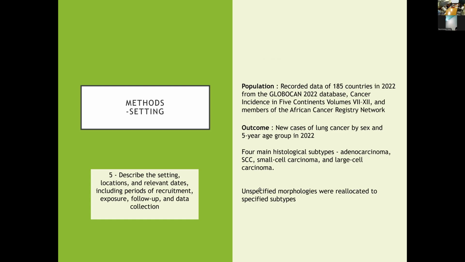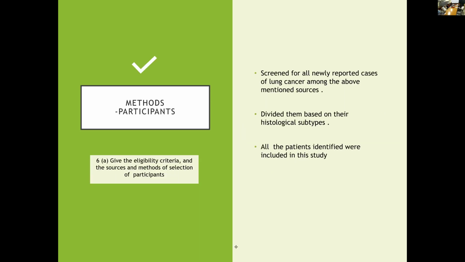All the lung cancers are divided into 4 histological subtypes: adenocarcinoma, small cell, squamous cell, and large cell. So they looked at 4 main histological subtypes for carcinoma lung. They had described the setting, location, dates, follow-up and the data collection quite well. They looked at only 1 year, 2022. This was a cross-section study. There's no follow-up. Next, give the eligibility criteria and sources and methods of selection.